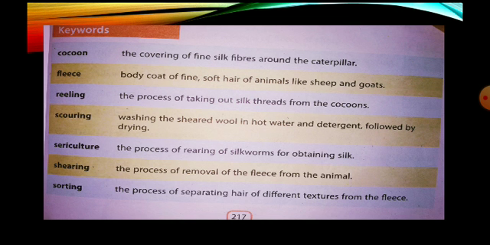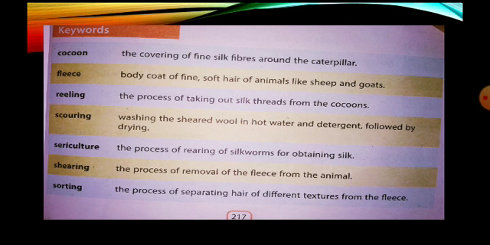Now scouring: washing the sheared wool in hot water and detergent, followed by the drying. Washing the sheared wool in hot water and detergent followed by the drying is called scouring.